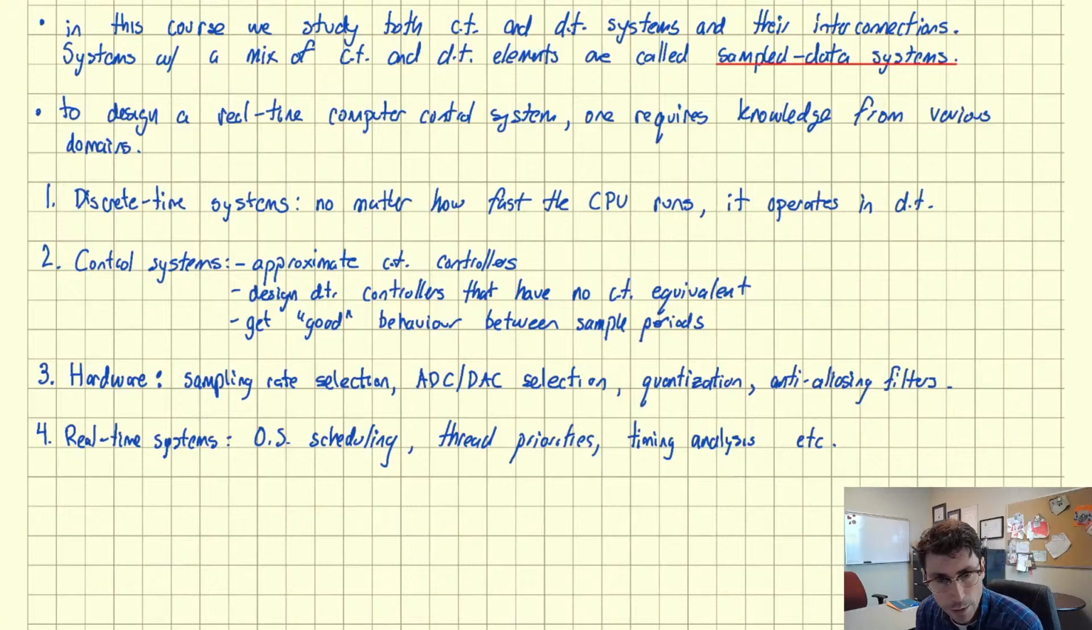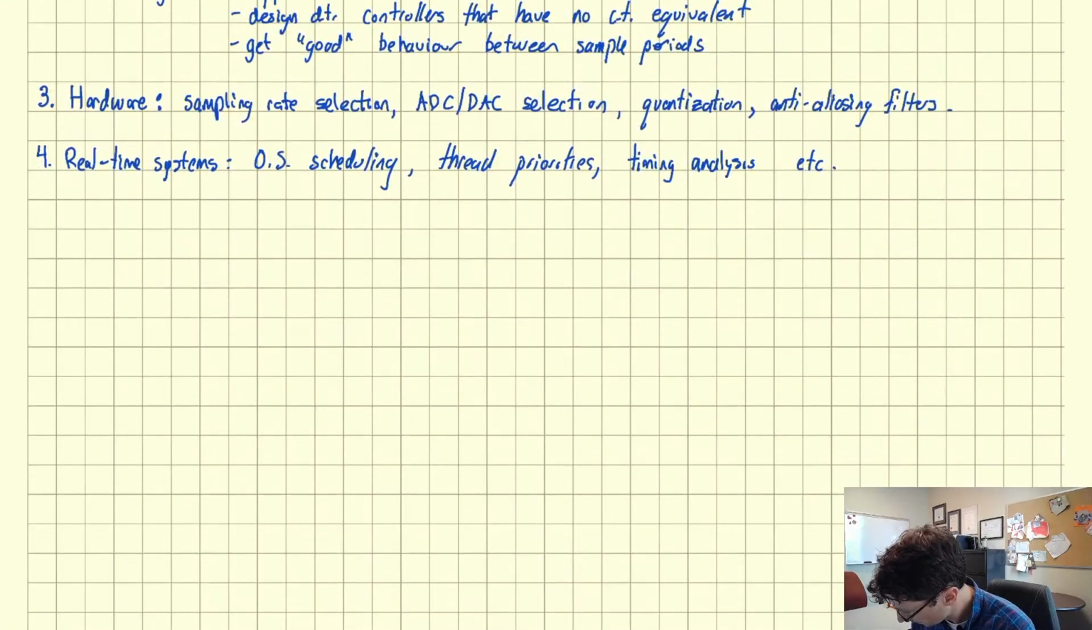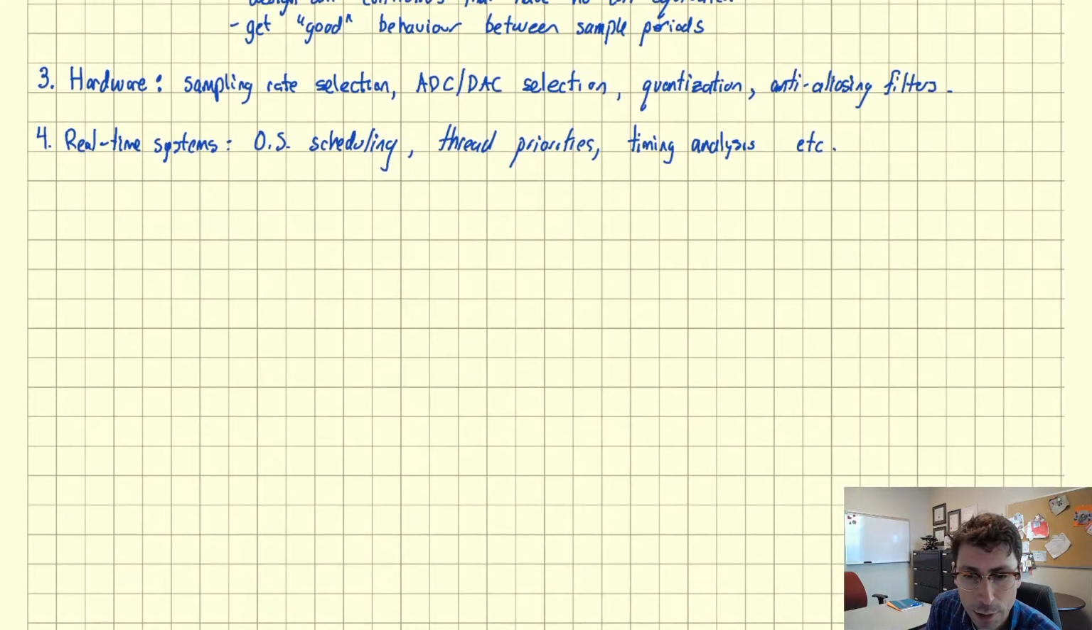Okay, so let's keep going. What I'm going to now do is go through sections 1.3, 1.4, and 1.5 of the notes, just to remind you, when I say continuous time system, discrete time system, sampled data system, what exactly do I mean?